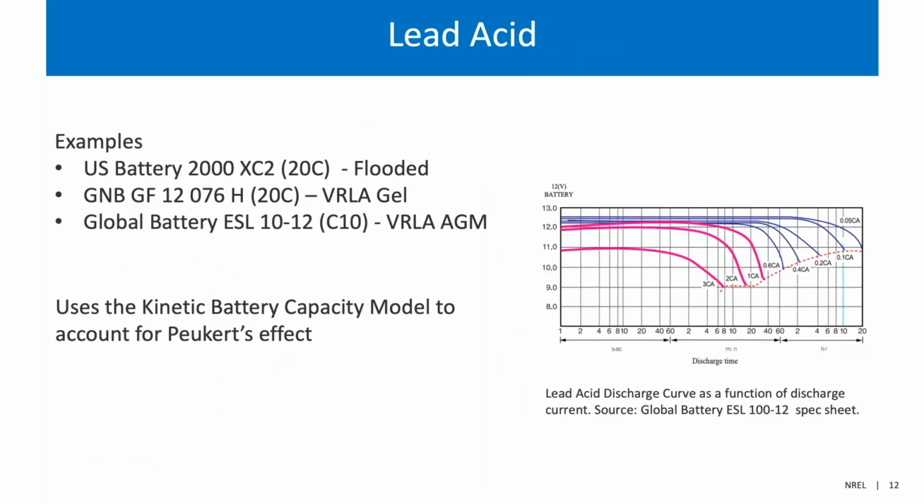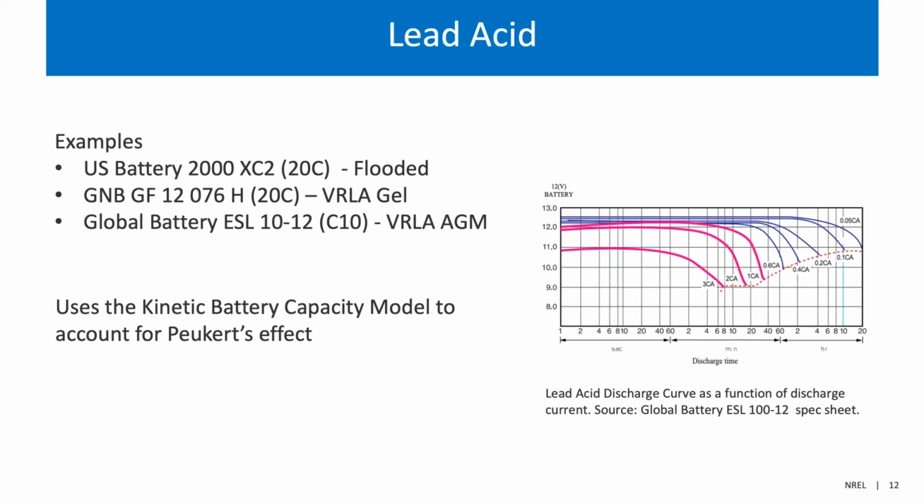So for lead acid batteries, there are three major types in SAM: flooded, gel, and absorbent gas mat, or AGM. I've listed some examples of these batteries that were used to define the battery default characteristics in SAM. The major lead acid specific feature is how the capacity of the battery depends on the operating current. The graph on the right shows a typical discharge curve as a function of discharge current.